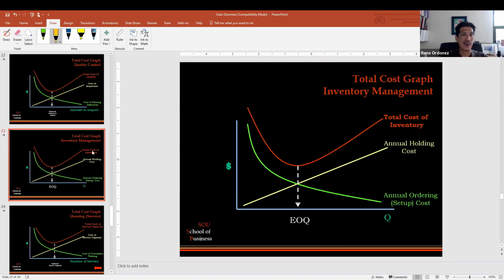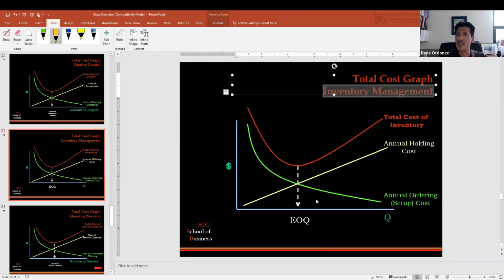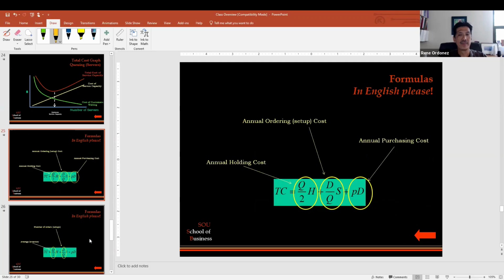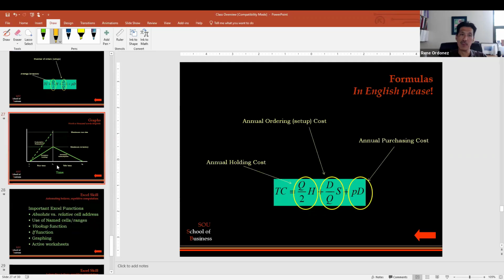Okay, so this theme and this graph is repeated when we cover inventory management, when we talk about queuing theory. Okay. So those are the graphs that we need to understand. Equations. We will try to explain the equations in a more understandable fashion. Okay. And then more graphs here.